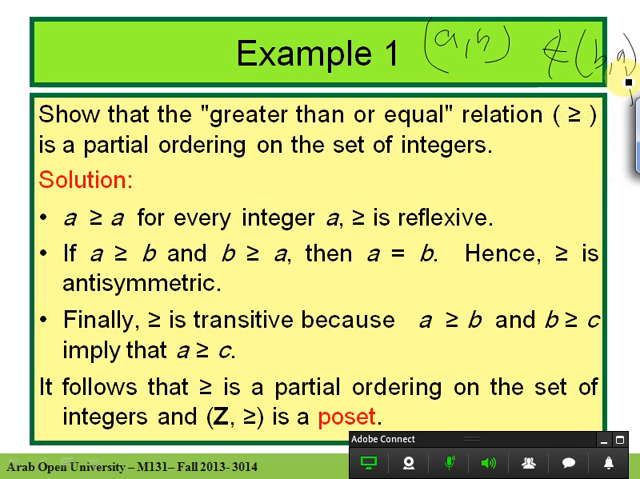Okay, on the condition if A is less than or equal to B, then B less than or equal to A is not true, right? For example, you take A is 1, B is 2. 1 is less than or equal to 2. It is not symmetric. It is anti-symmetric.